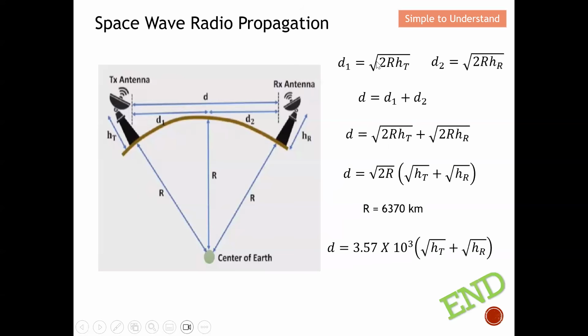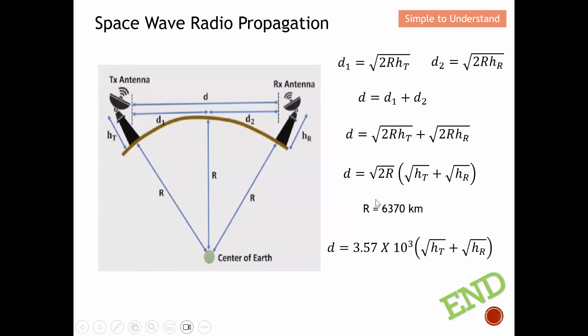Since this is how I find D1, D2 will be similar, because they also form a triangle with a right angle here. So from here, you can calculate that this will be the formula to calculate D2. Like I mentioned earlier on, this distance is equal to D1 plus D2. D1 is from here, and D2 is coming down from here. I just take the common factor, which is the square root of 2R, and this is what is left over.